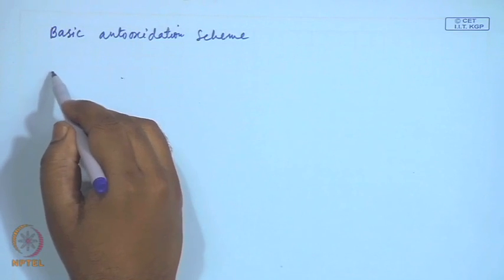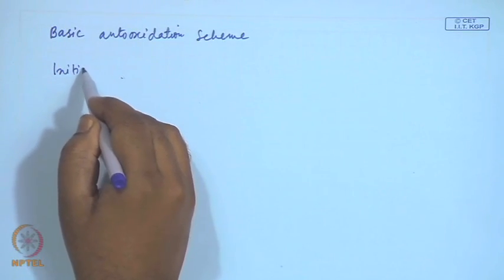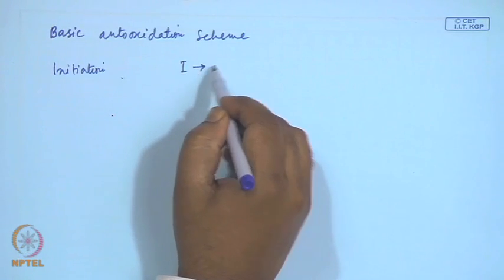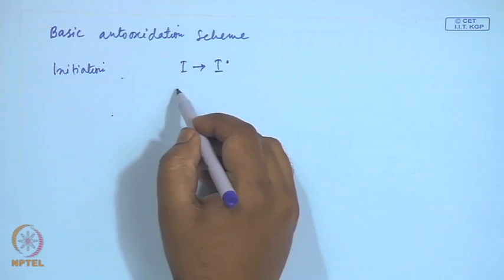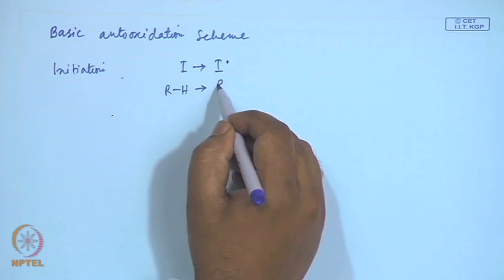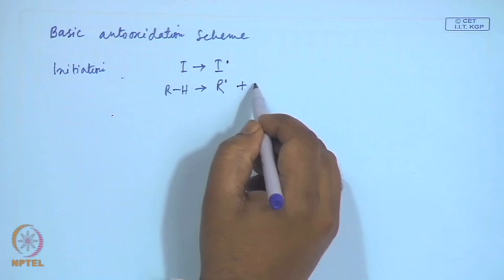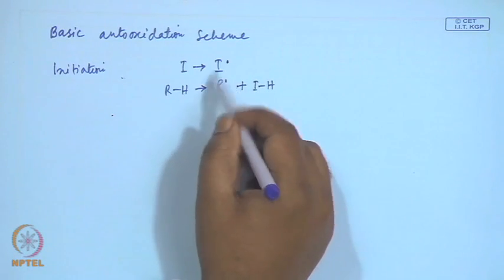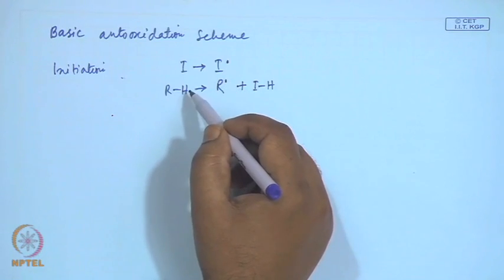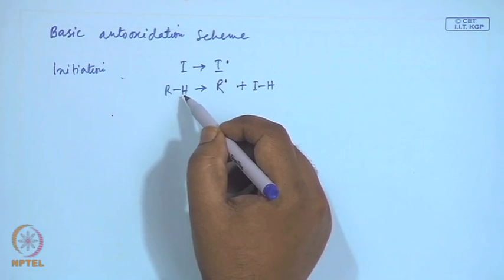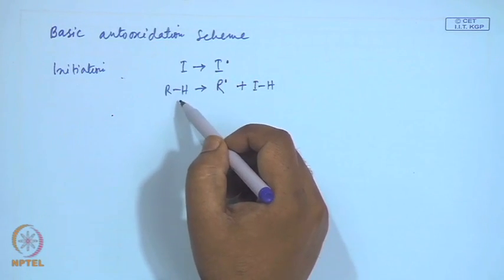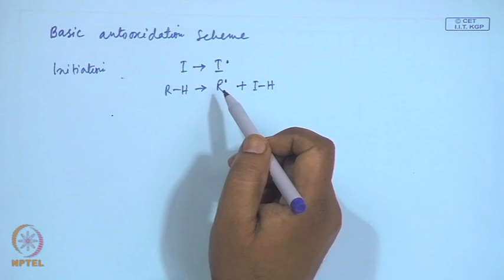Now, the first step is basically initiation. So, you have an initiator forming an initiator radical, which might abstract a hydrogen from the polymer backbone, forming a radical in the backbone. Now, this R dot can be produced by the homolytic cleavage of these C-H bonds in the presence of heat from the polymer itself.